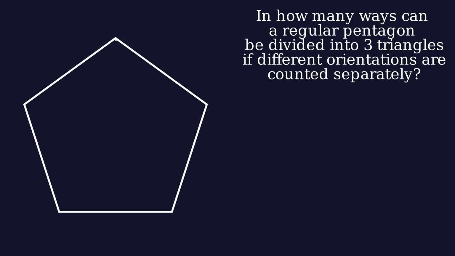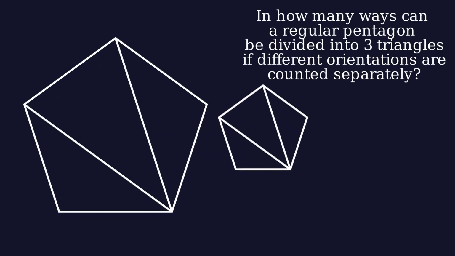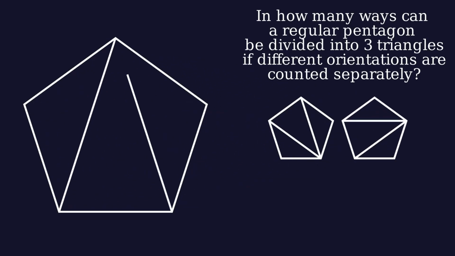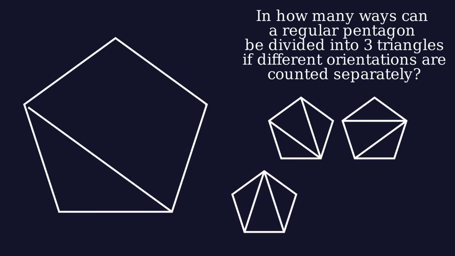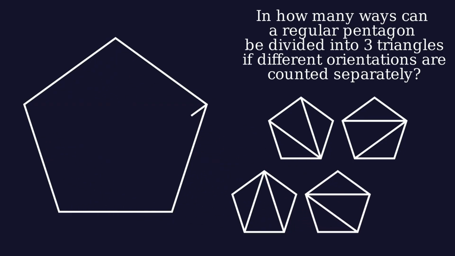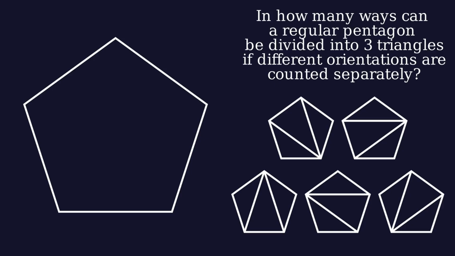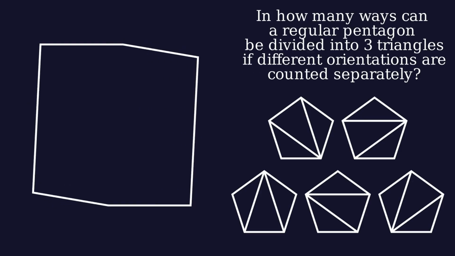We can divide the pentagon like this, and like this. In total, there are 5 ways to divide a regular pentagon into 3 triangles. But what if we look at different shapes? For example, a square or a hexagon.